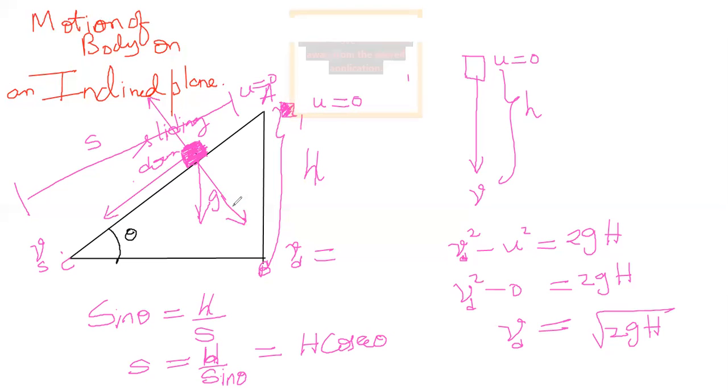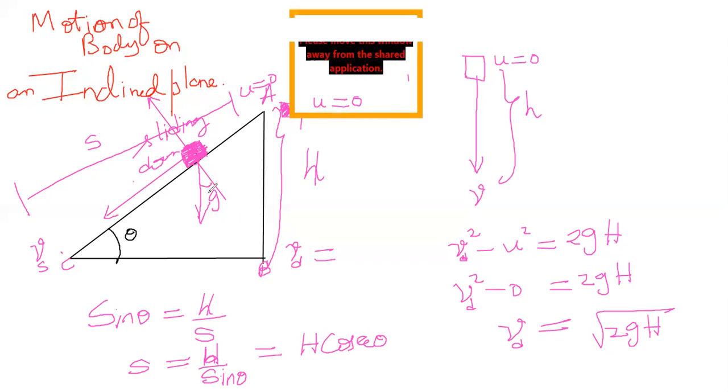So this component of acceleration is equal to how much? g sine theta. What is theta? This theta is represented here. So this component of acceleration will be g cos theta. And what will this be? g sin theta. Is this understood?